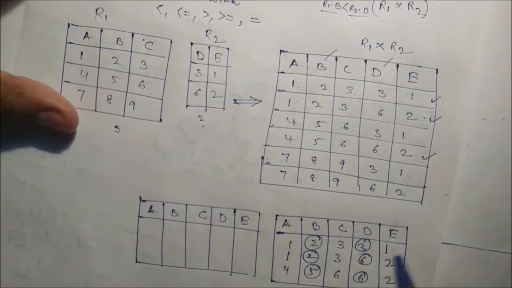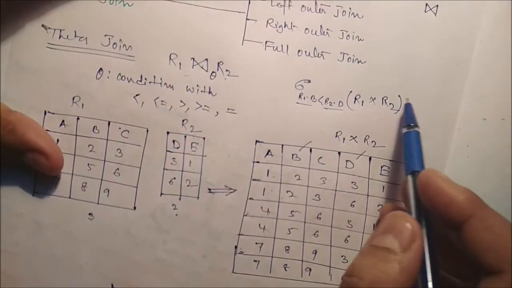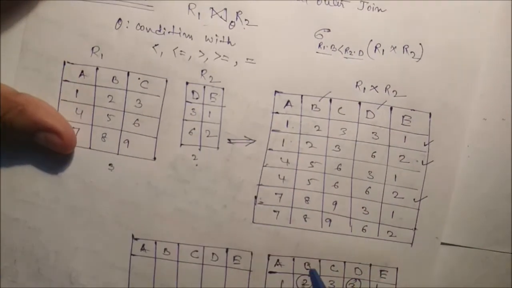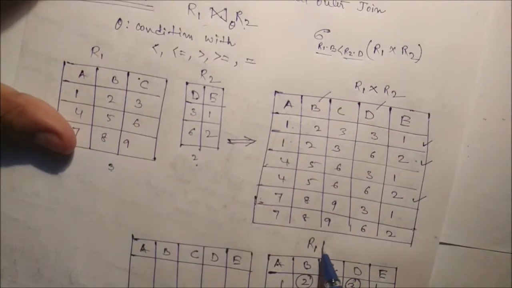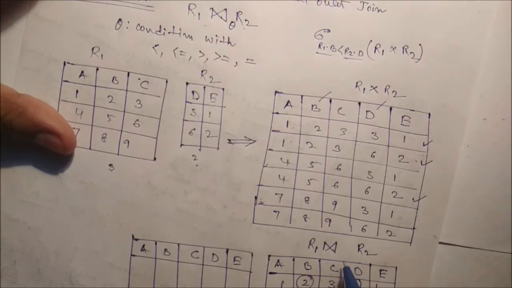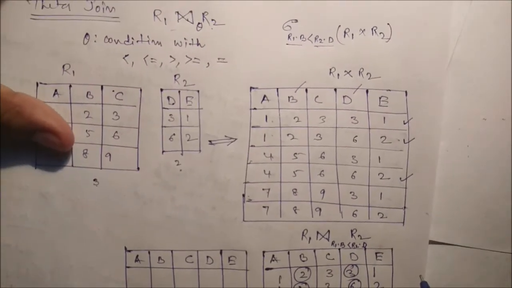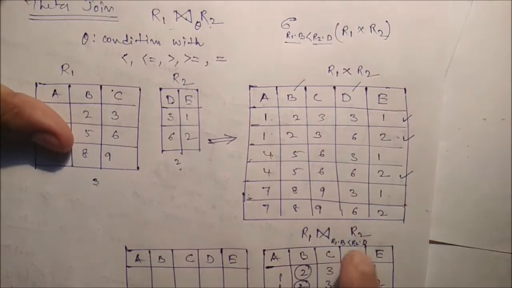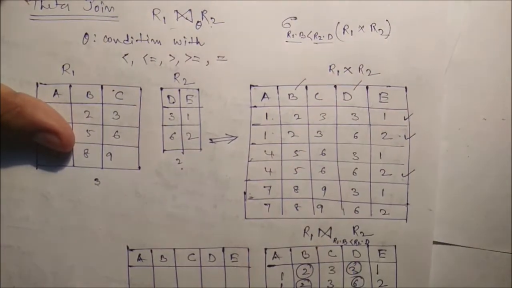But instead of implementing this, you can directly use R1 join R2 with the condition R1.B is less than R2.D. So both are equivalent.